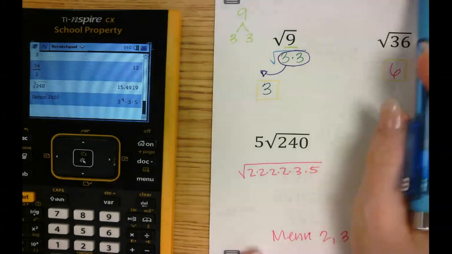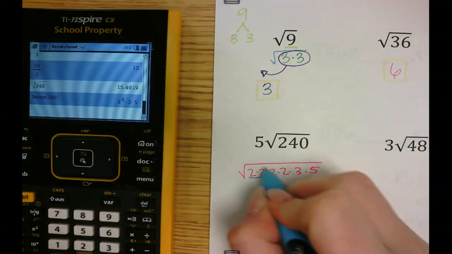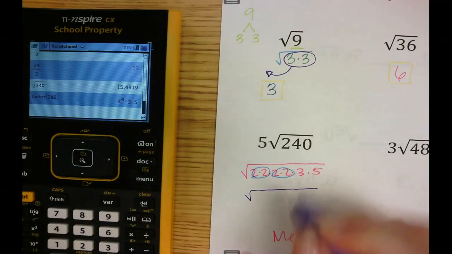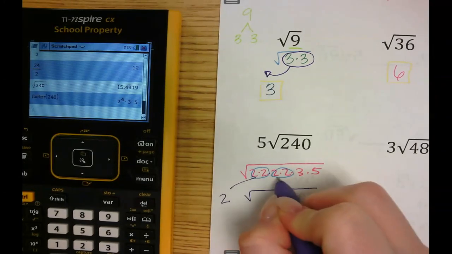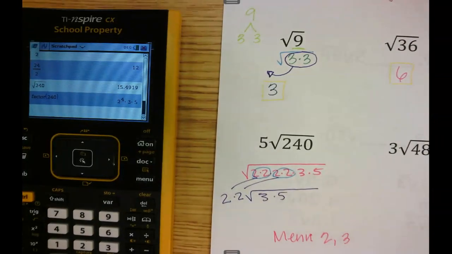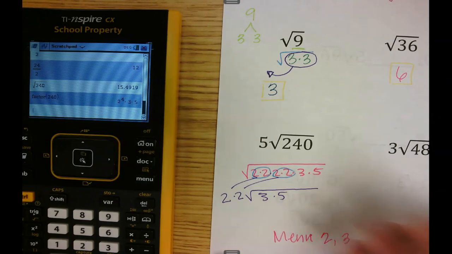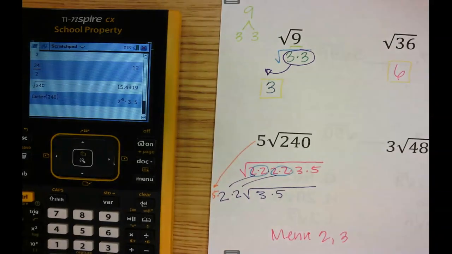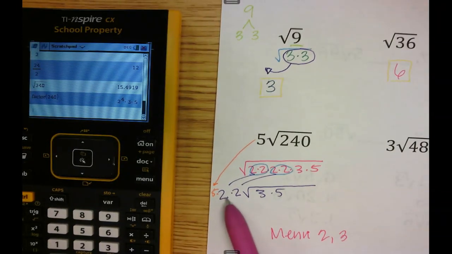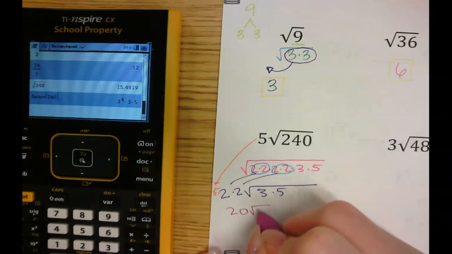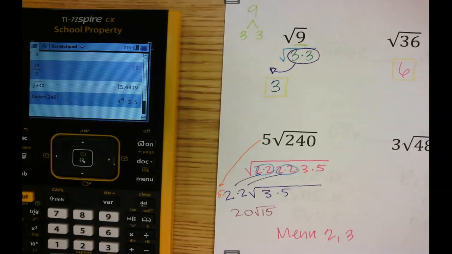Okay, I got my groups of 2 here, 2 here. There's not another 3 or 5, so they stay inside. My 2 comes out here and 2 comes out here, and my 3 and 5 stay inside. And then I simplify. Don't forget your 5 is out here too. So then we have 5 times 2 times 2, which is 20. Inside we have 3 times 5, which is 15.